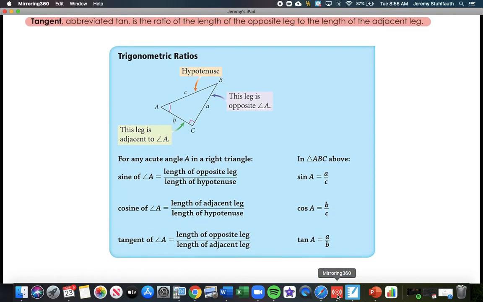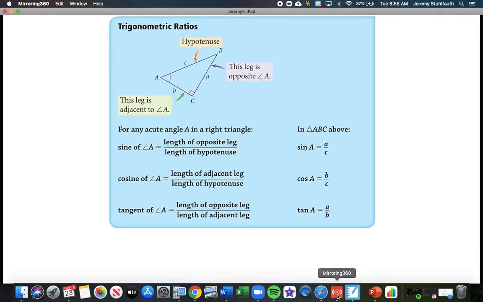So you have a right triangle here, and you have sine, cosine, and tangent of angle A. So sine of A would be equal to the opposite leg, which is a, over the hypotenuse, which is c. So you have sine of A equals a over c. Cosine of angle A is the adjacent leg divided by the hypotenuse. The adjacent leg would be b divided by c. So cosine A equals b over c. And tangent A is equal to the opposite leg divided by the adjacent leg. So you have a divided by b. So tangent A is equal to a divided by b.